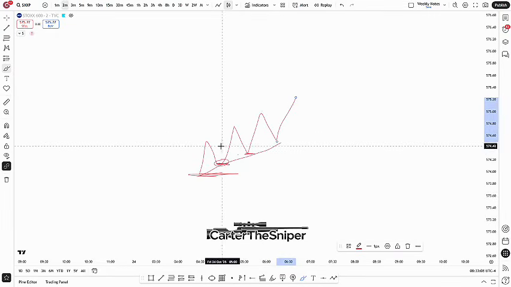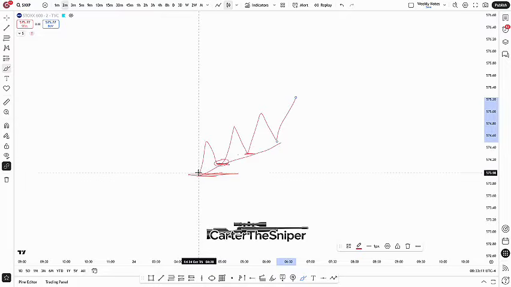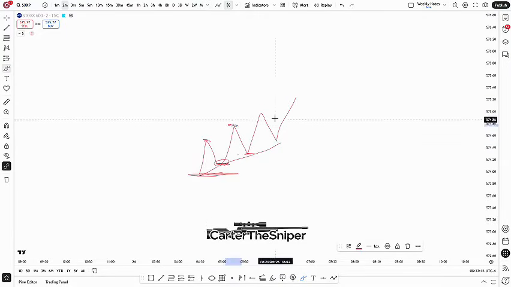So what liquidity essentially is, is just where people put their stop losses. People can get in here and put their stop losses here. People can get in here and put their stop losses here. They can get in and put their stop losses here if they're looking for price to go down.